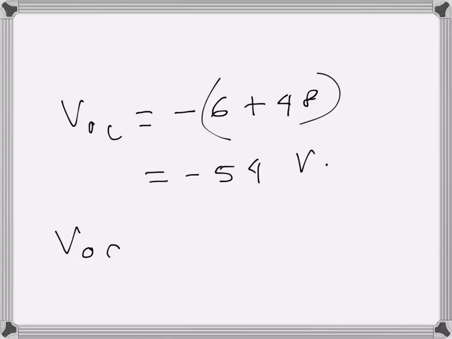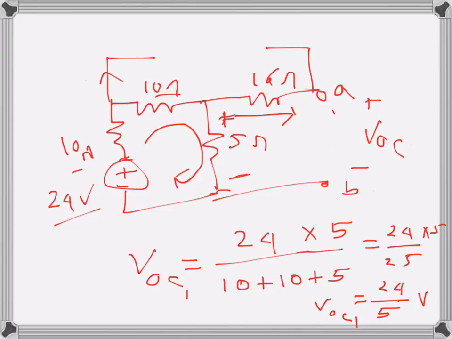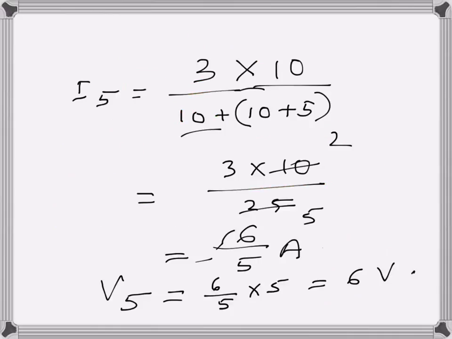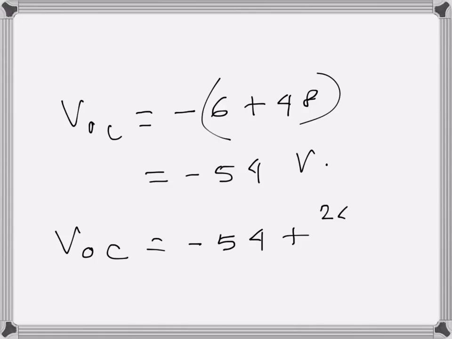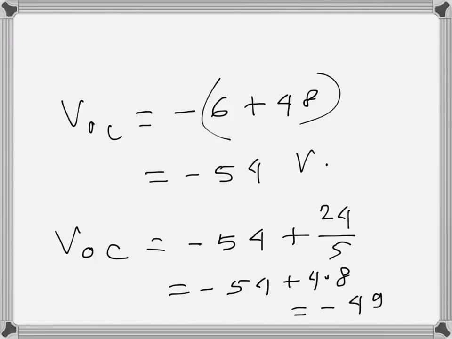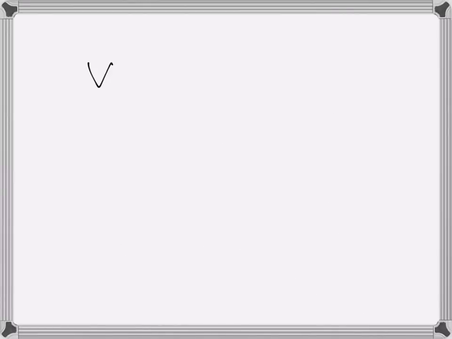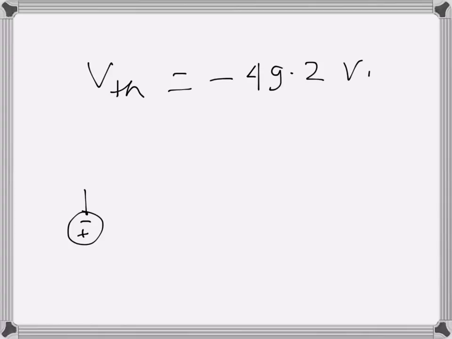So VOC in total will be, this is the voltage drop due to the current source, and the other one, the voltage drop due to the voltage source, was 24 over 5. So that was 24 over 5, which is basically 4.8 volts. So subtracting, we are getting minus 49.2 volts. That's the Thevenin's voltage for the circuit. So V Thevenin is minus 49.2 volts. So different polarity. So when we draw the Thevenin circuit, it becomes like that.